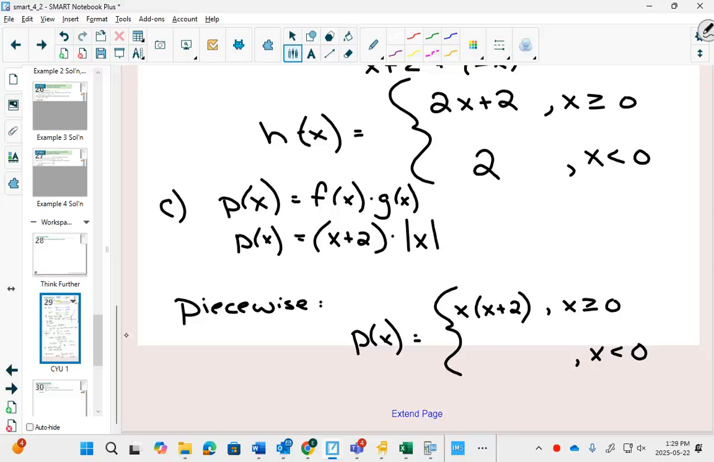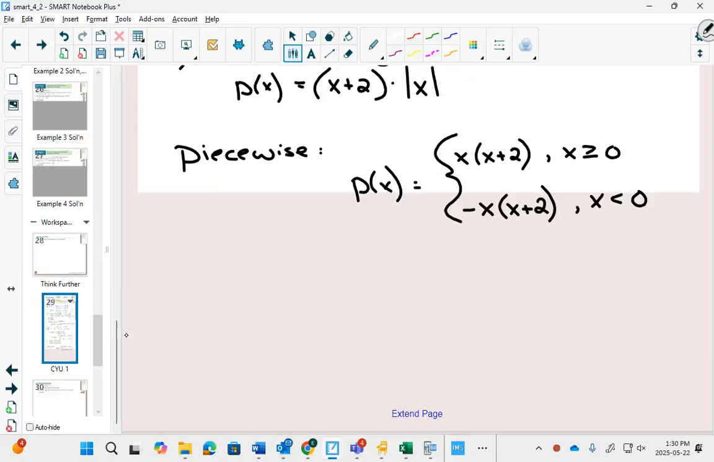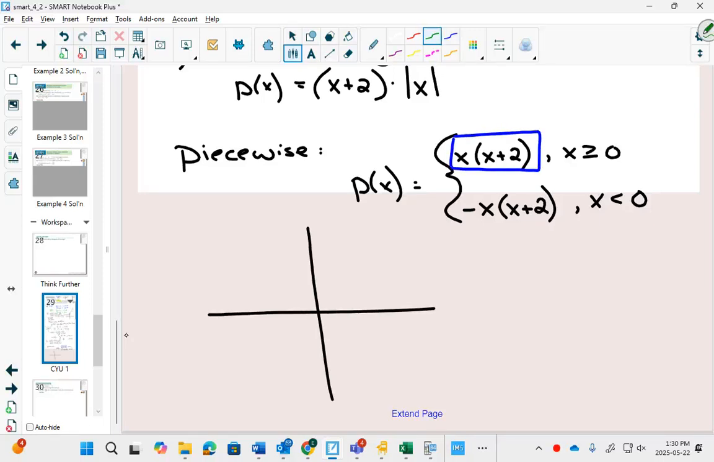When x is less than 0, the absolute value would be negative. So now this would be negative x times x plus 2. And those are actually quite easy to graph. I'm going to graph this piece in blue and this piece in green, using my skills from our very first unit for graphing.